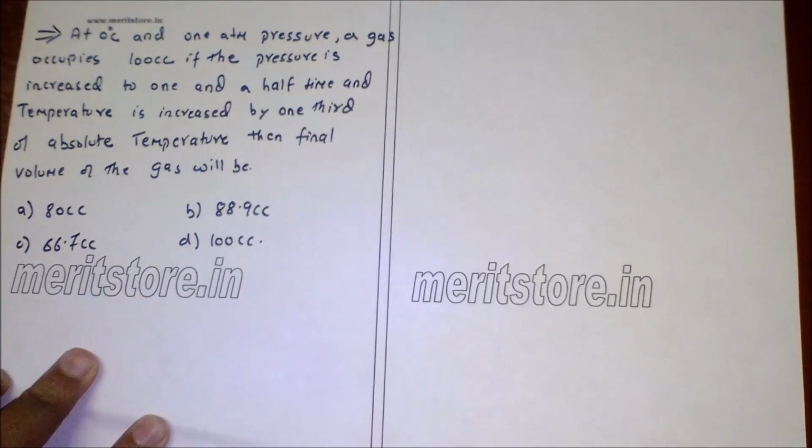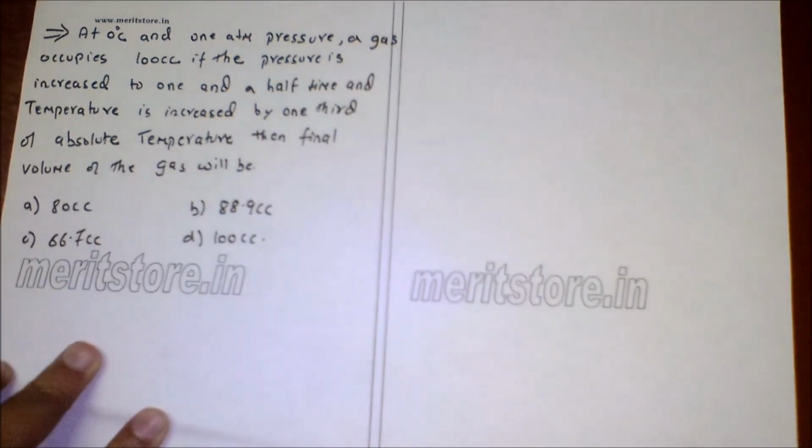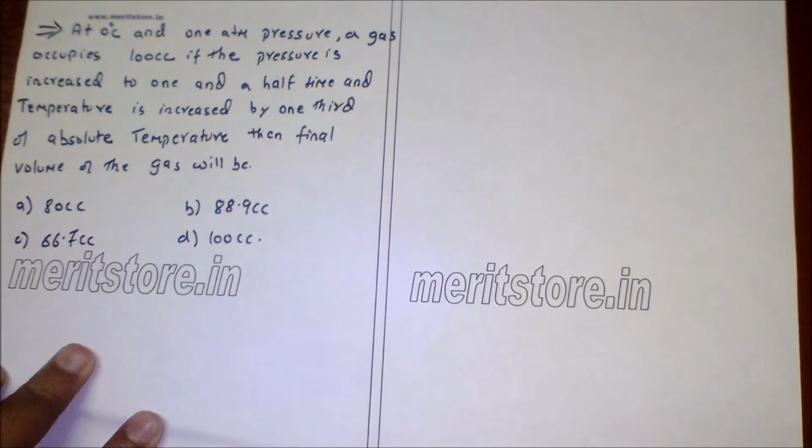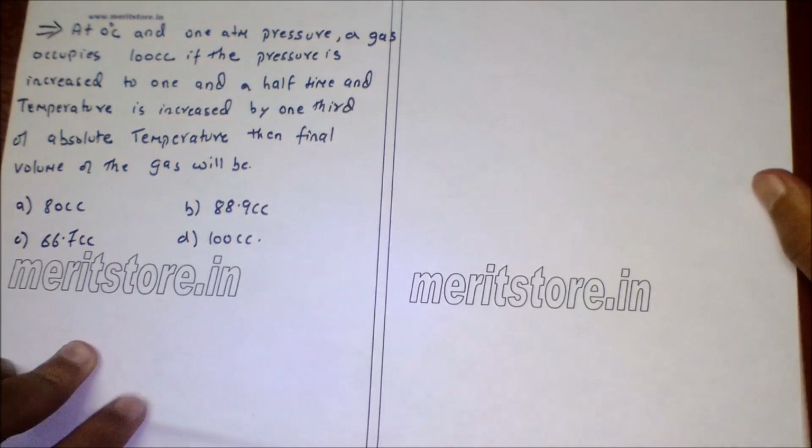At 0 degree and 1 atmosphere pressure a gas occupies 100 cc. If the pressure is increased to 1.5 atmosphere, and the temperature is increased by 1/3 of absolute temperature, then the final volume of the gas will be?